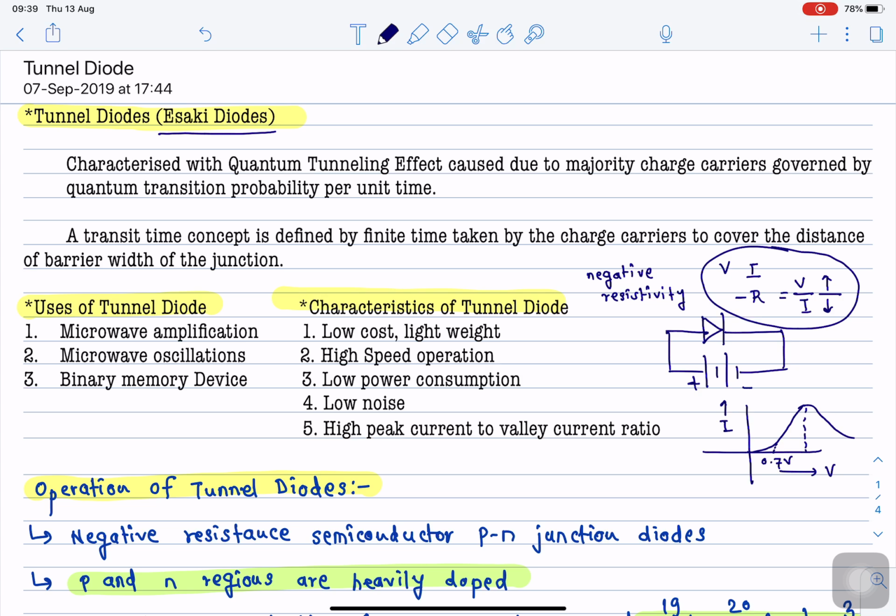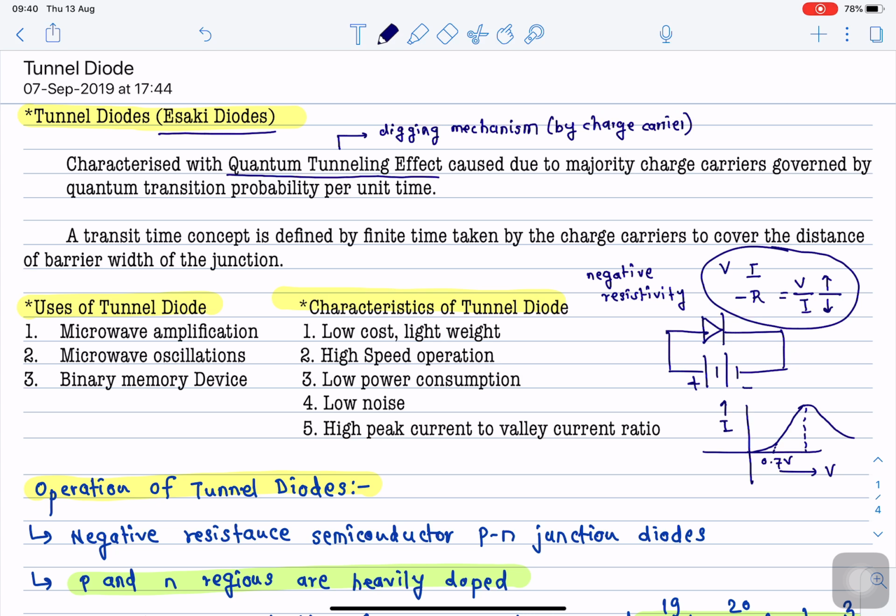Now the tunnel diodes are characterized by the quantum tunneling effect. This term is very important. So what do we mean by quantum? The quantum tunneling effect is the tunneling effect. The literal meaning of tunneling effect is a digging mechanism. So tunneling means digging mechanism by means of charge carriers. I will write it over here for understanding. The charge carriers are literally going to dig.